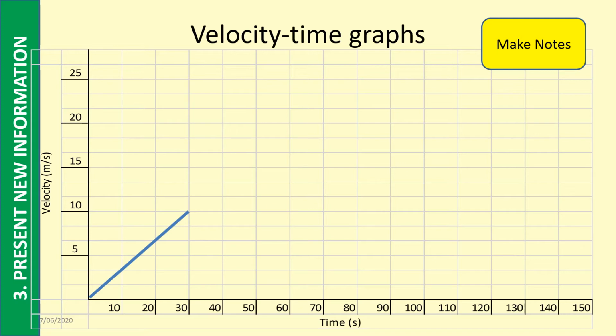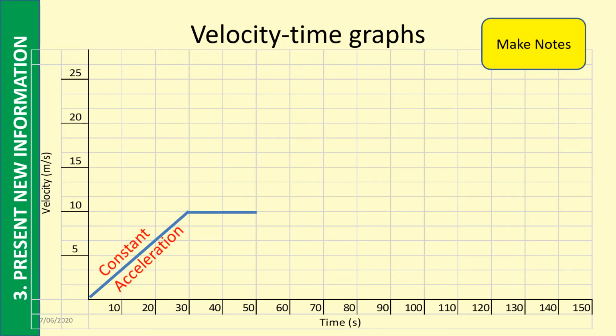Now, the first part of the journey shows this. Time is increasing along this axis, and velocity is increasing. Now, we know that if an object's velocity is increasing, it is accelerating. The fact that it's a straight line tells us that the acceleration is constant or uniform.